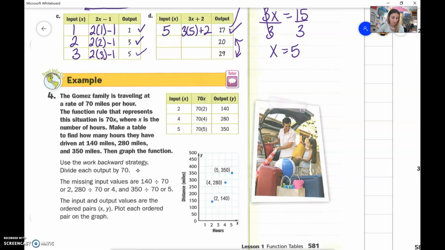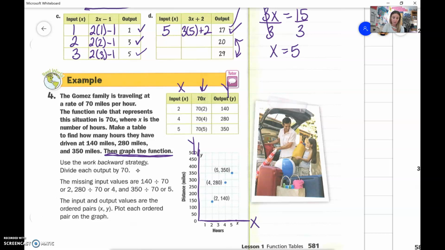It says the Gomez family is traveling at a rate of 70 miles per hour. The function rule represents 70 times x, however many miles, right? Make a table to find out how many miles they will travel for 140, 280, 350. Then graph the function. So your x is your input and your y is your output. Again, when you have a graph, your x you have to run before you can jump up and down, and that is your y.